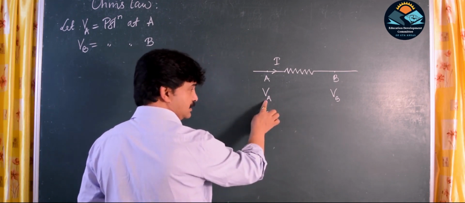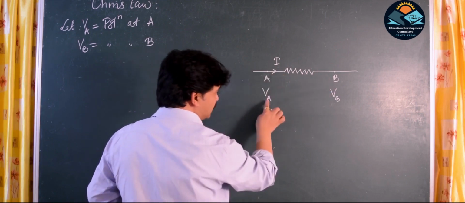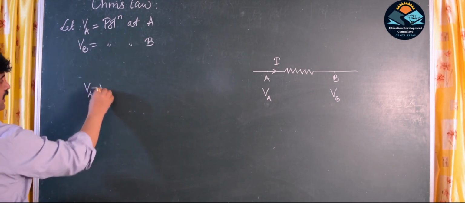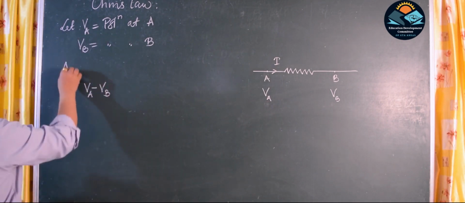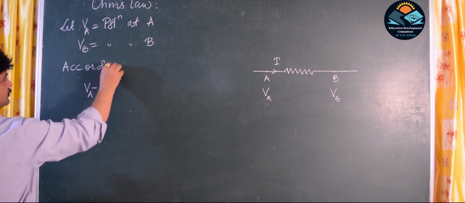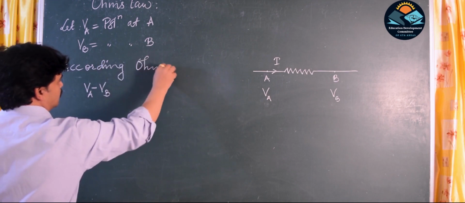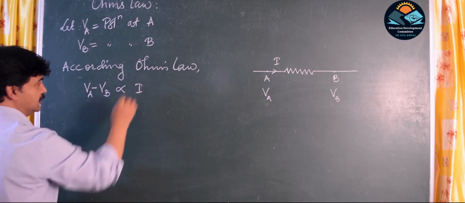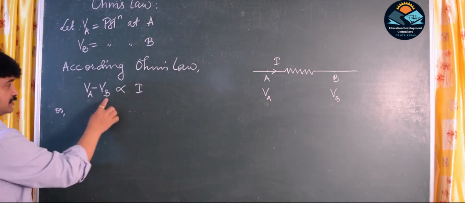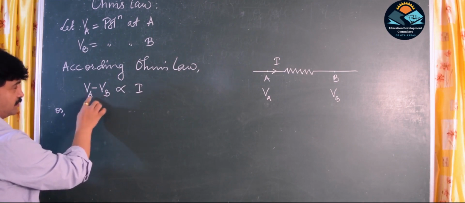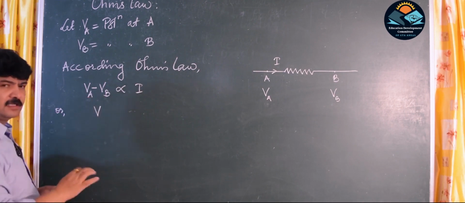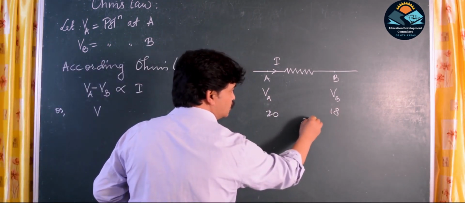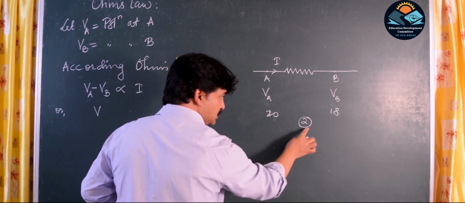Which is greater? This is greater because current is flowing from A to B. So A is at higher potential. So what is the potential difference here? VA minus VB. And according to Ohm's law, this is directly proportional to the current. When you subtract the potential of B from the potential of A, we get another answer, isn't it? Like the difference of 20 and 18 is 2, no? So 20 minus 18 is 2. This is the potential difference.